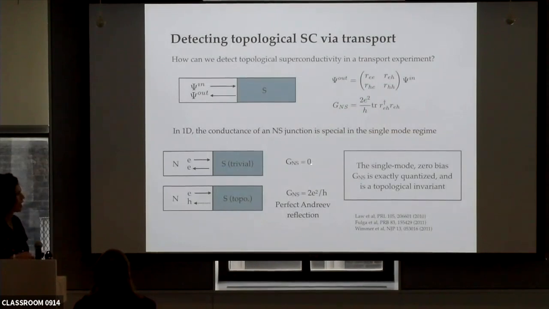The conductance is either quantized exactly at 0, or is quantized at 2e²/h. If you have a trivial superconducting state, it could be quantized at 0. Otherwise, you get processes called perfect Andreev reflections that lead you to this 2e²/h plateau. Okay, so this is what we set out to look for a few years ago.